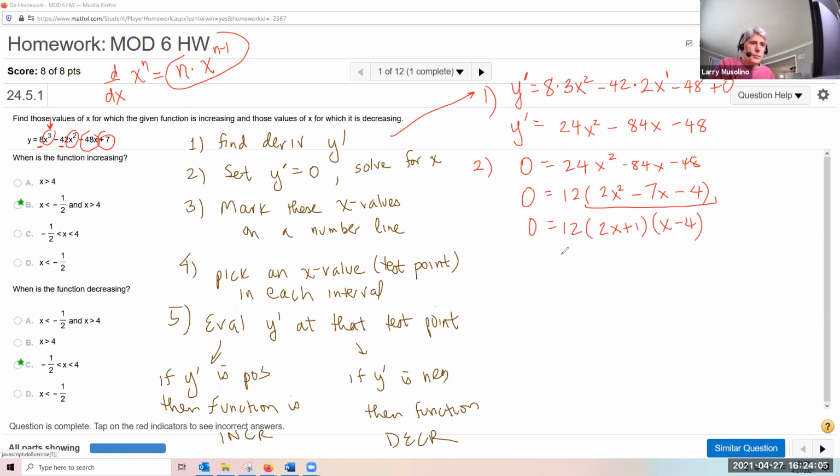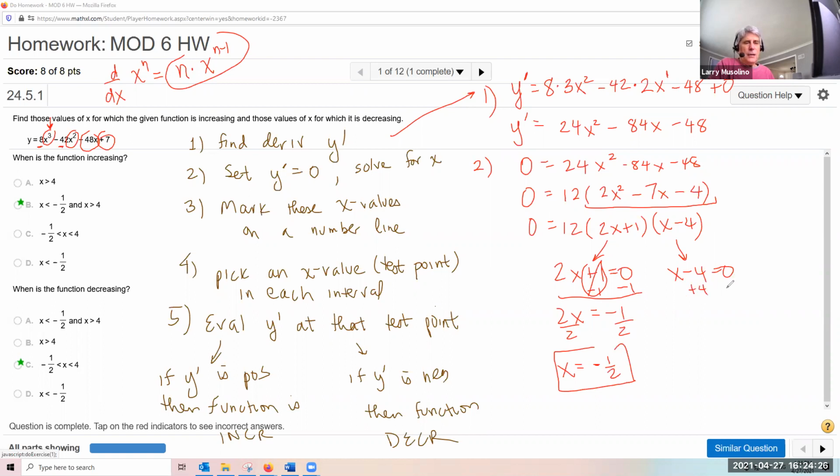Now I'm going to set each parenthesis equal to 0 to solve this quadratic equation. So 2x plus 1 equals 0, x minus 4 equals 0. I'll subtract 1 from both sides there. That's 2x equals negative 1. Divide both sides by 2. So I'm coming up with x equals negative 1/2. And here I'm going to add 4 to both sides, so I get x equals 4.